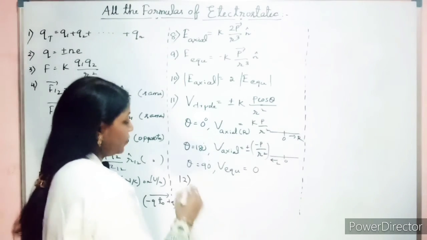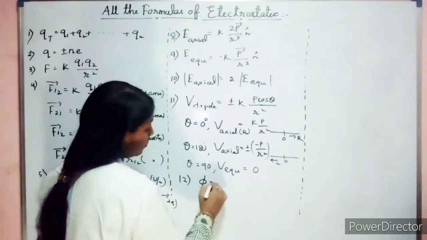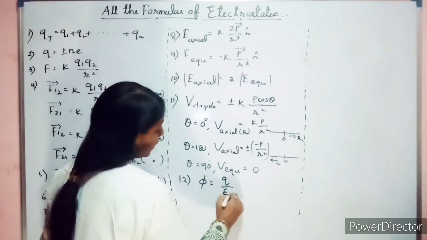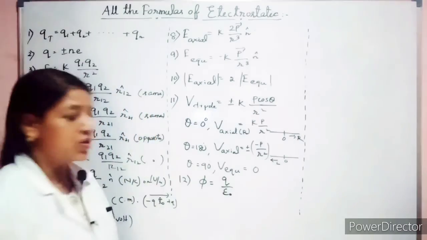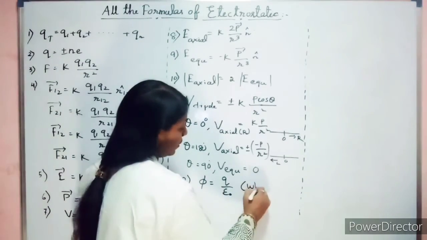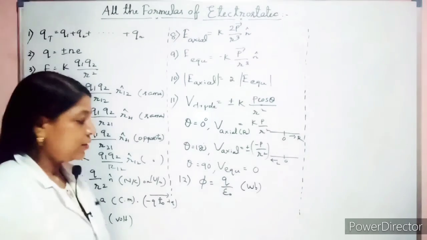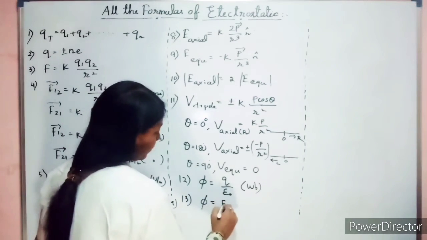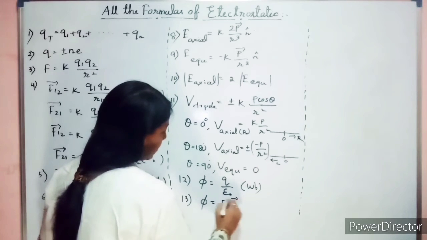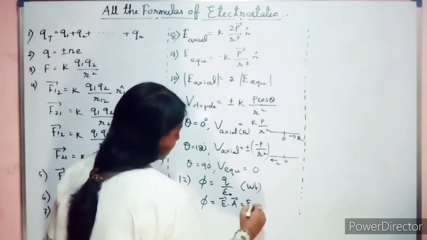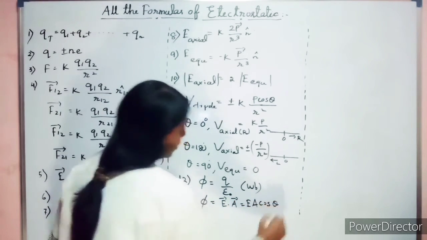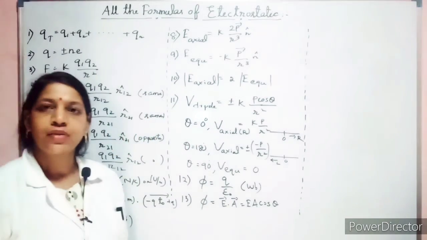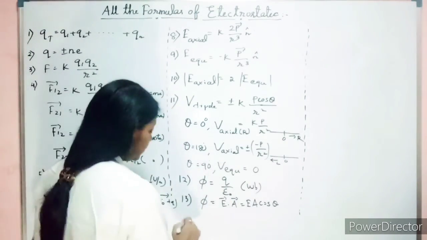Next is your Gauss law. What is Gauss law? Phi equal to q by epsilon naught, charge enclosed. So phi unit is weber. Next, another formula for phi is E dot A, that is called EA cos theta. Fine.